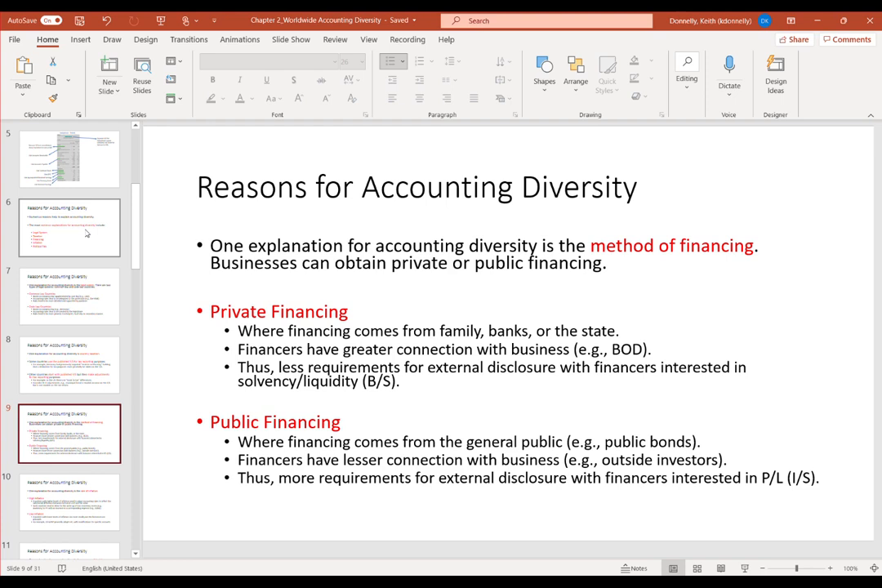right? Whereas with public financing, which many of the big companies in the U.S. are, like you would buy a share of Apple, a share of Amazon. Financing comes from the general public, whether it would be a bond or stock, and they would be outside external investors. And in this case, we would have to have more disclosure because we're dealing with the general public, right? That's why we have the SEC, why they require the 10Q, the 10K. We need to disclose a lot more information.